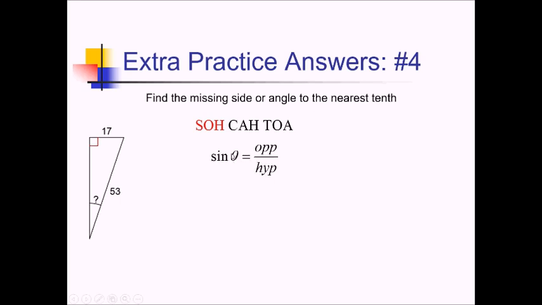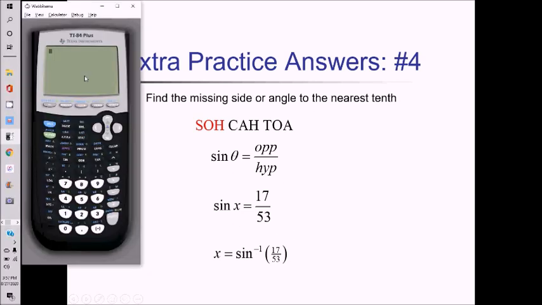So we can write sine of our mystery angle, which I'll call x for our purposes here, equals our opposite side, that was the 17 across from the angle, divided by our hypotenuse, we said that was 53. And to find x, I actually have to take the inverse sine of this equation. So we have x equals sine inverse of 17 over 53, which I will now do on the calculator.